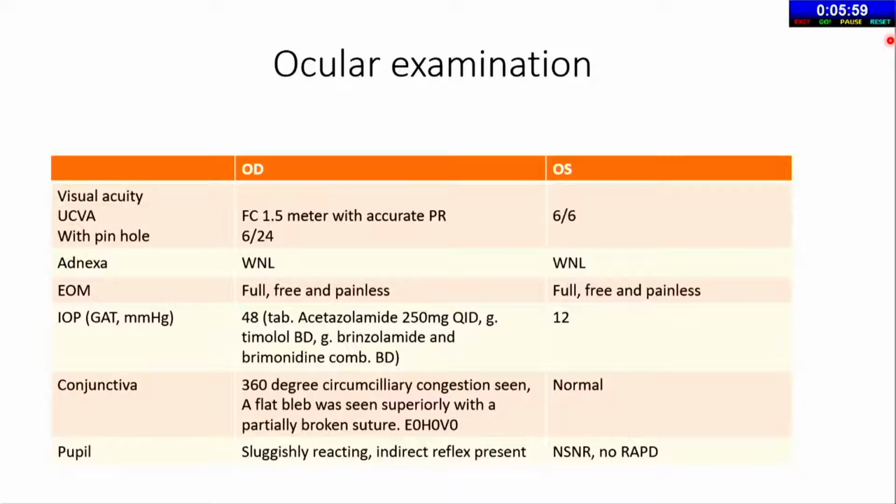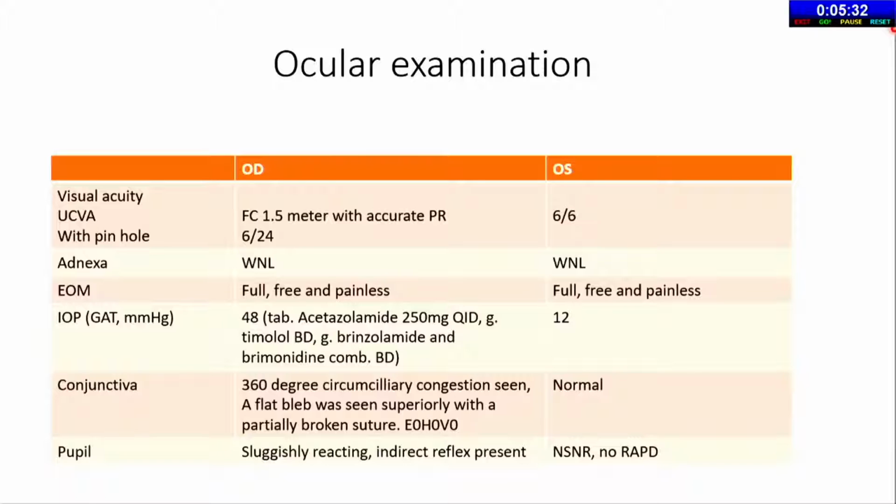And then you have to tell the number of medications the patient is receiving, so without any medication or with medication. If with medication, how many medications and how frequently. Then you have to describe the conjunctiva. This patient was having circumciliary conjunctival congestion. And since this patient had undergone trabeculectomy, you have to tell about the bleb. If you don't tell about the bleb, then you will get negative marks.